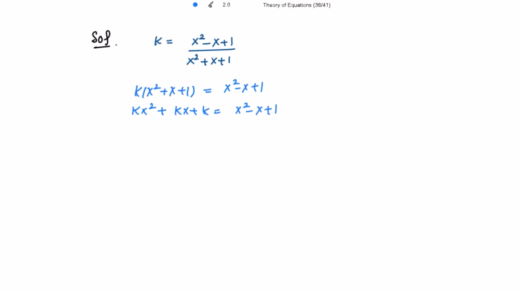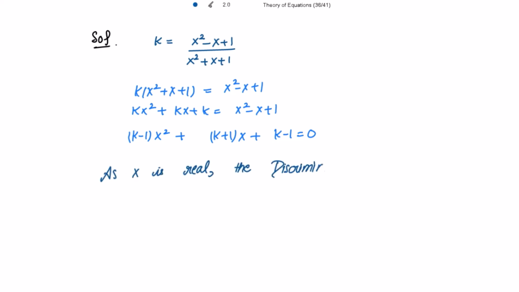Getting the quadratic expression in x, we get (k-1) into x² + (k+1) into x + (k-1) equal to 0. Because it is given to us that x is real, what can you say about the discriminant? For x to be real for the quadratic equation, the discriminant is greater than or equal to 0. So as x is real, the discriminant is greater than or equal to 0.